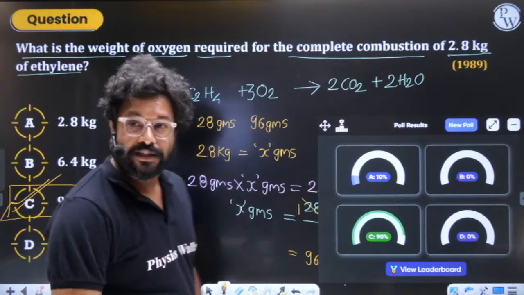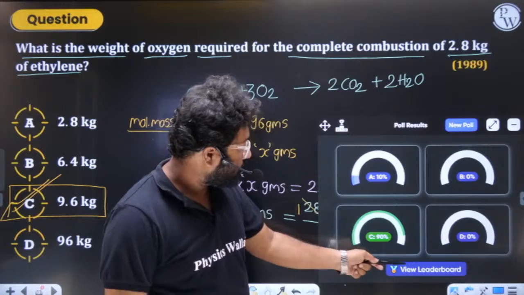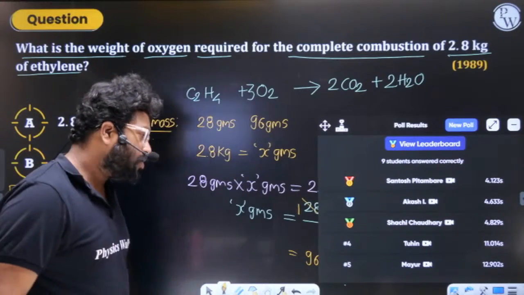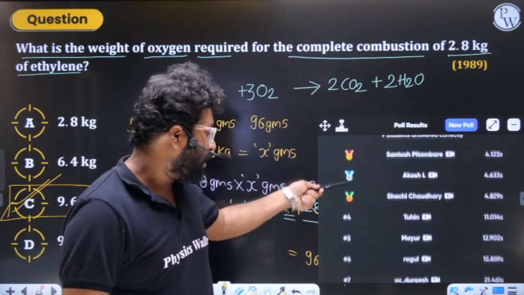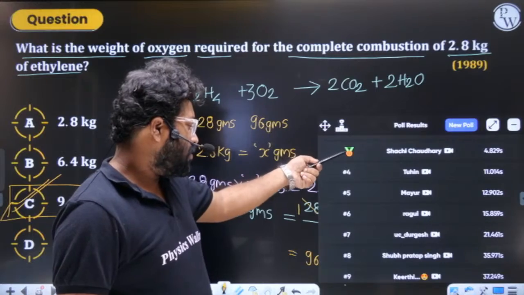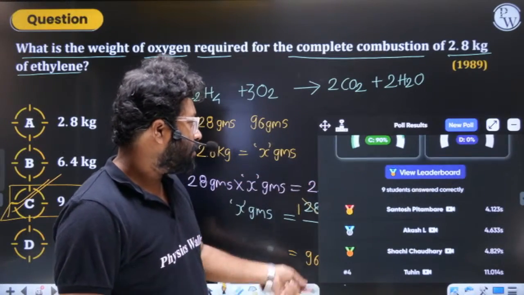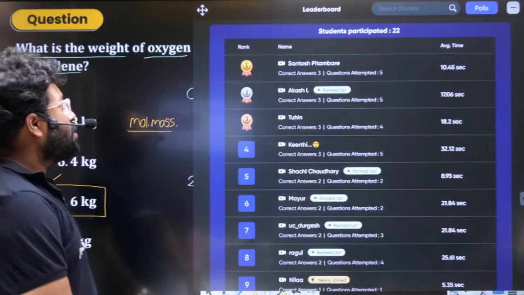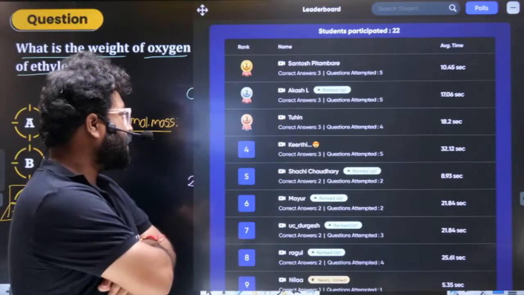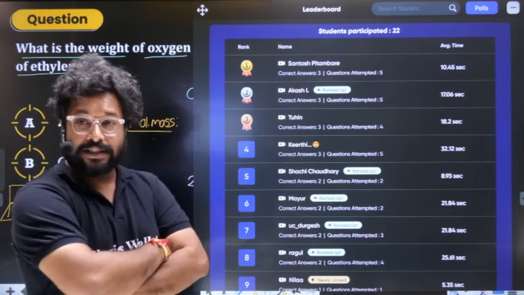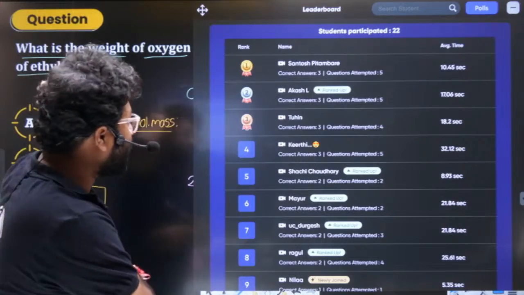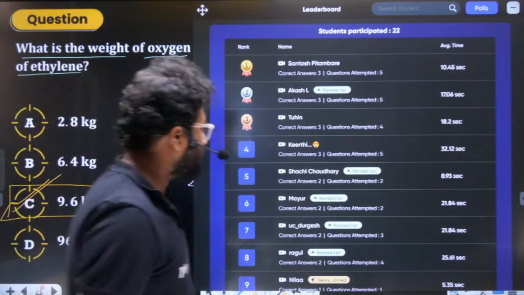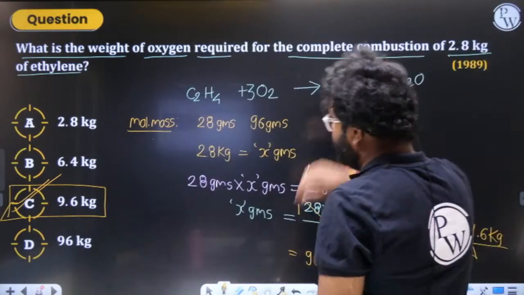90% people have answered it correctly. Very good. Fantastic. Santosh, Akash, Sachi, Tuhin, Mayur, Ragul, Durgesh, Shubh, Kirti, this many people have got it correctly. And on the leaderboard, Santosh Pitambar is right on top. Akash has ranked up to claim the second spot, Tuhin third. Chalo, very good.